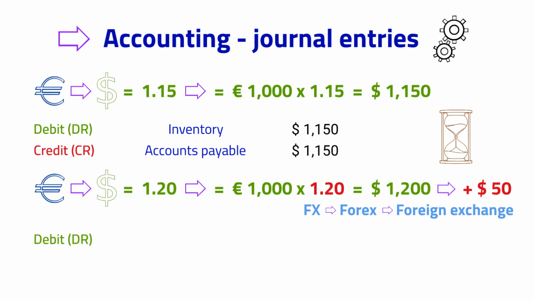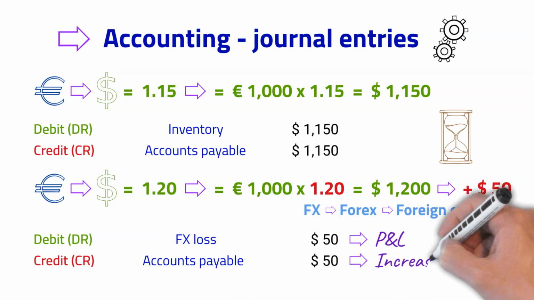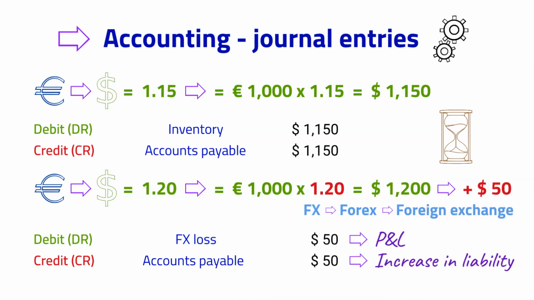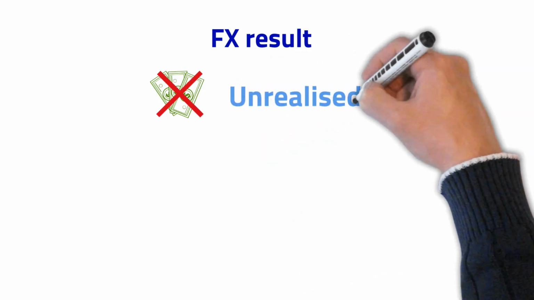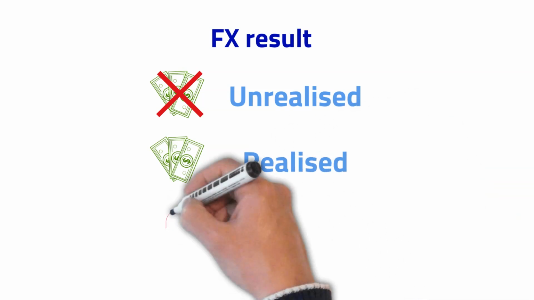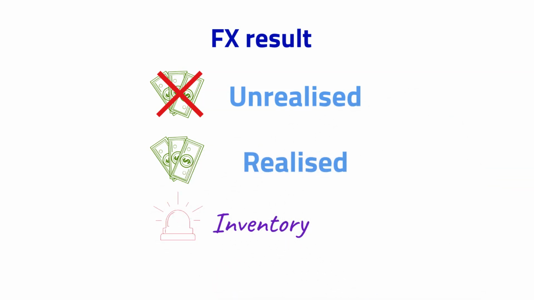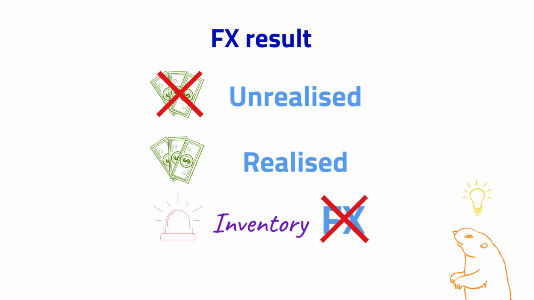Now the journal entries for this. Debit forex loss 50 in the P&L. If we paid money now, we would have paid more in USD. Credit accounts payable, to increase the expected payment to our supplier. For now, our loss is unrealized, we have not paid cash yet. If tomorrow the exchange rate drops, we will need to record forex gain, also unrealized, and when we pay, it becomes realized. Note that we only change payables here, the amount we owe. The inventory balance remains unchanged and forex gains or losses are not reflected in inventory balances. This is an important point to remember.